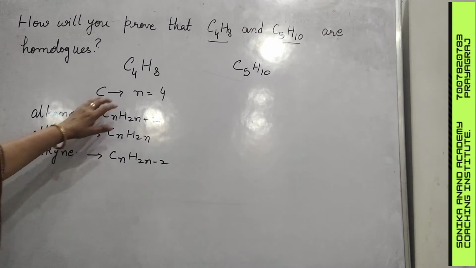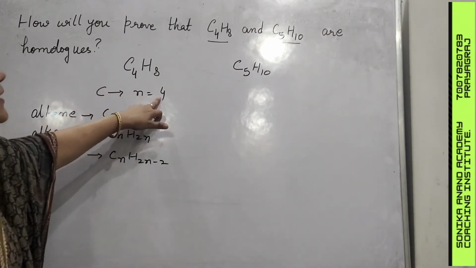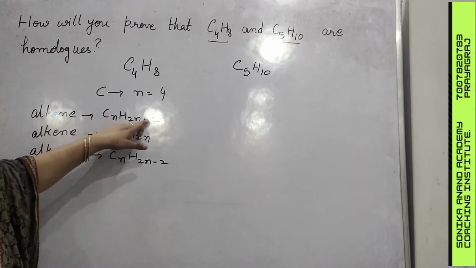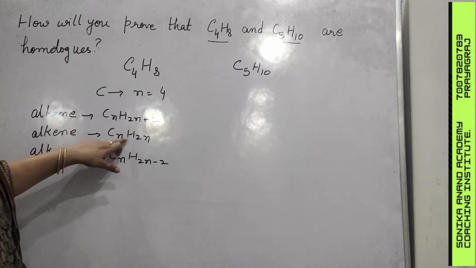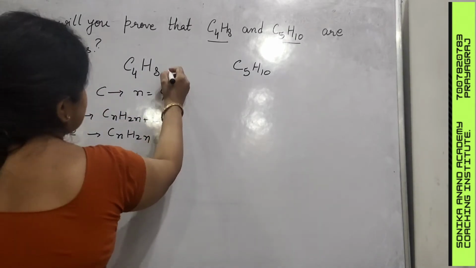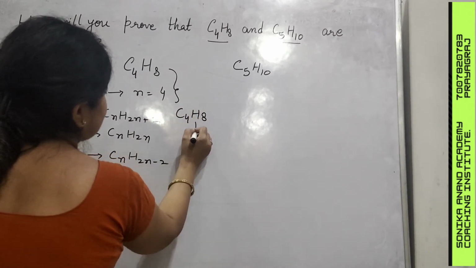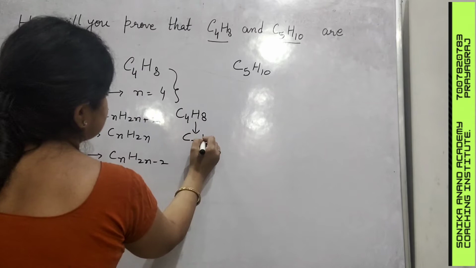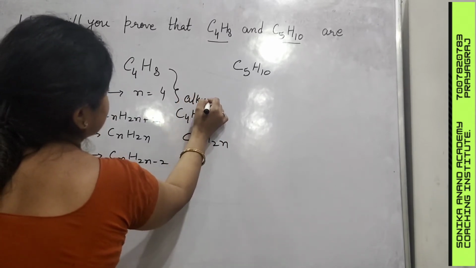Now, substituting the value of n, if n is 4, then 4 times 2 is 8. Alkane would give 10, but we have C4H8. So if we put C4, 4 times 2 is 8, it belongs to the alkene group. So we can easily find that C4H8 has the general formula CnH2n. That means it belongs to the alkene group.